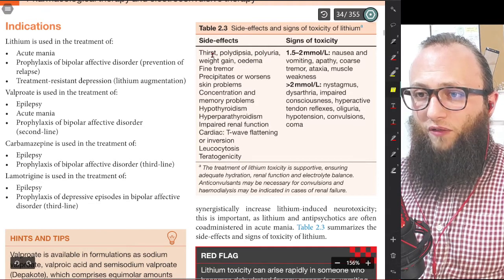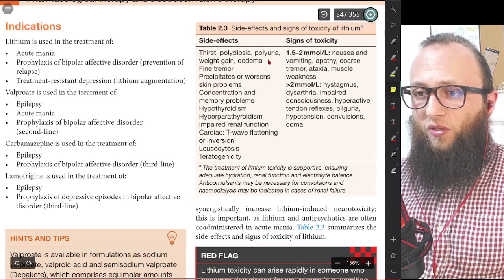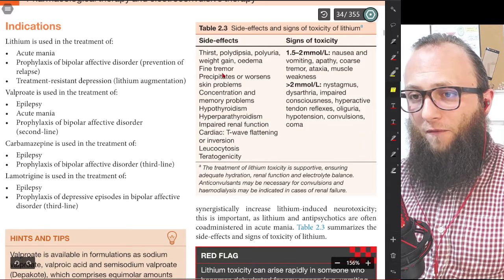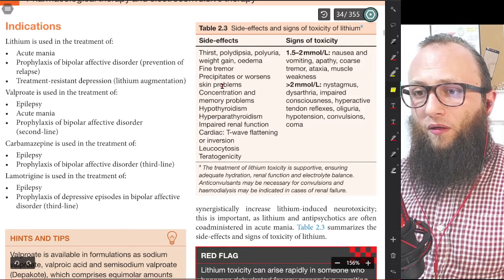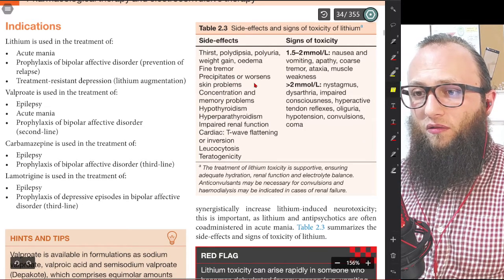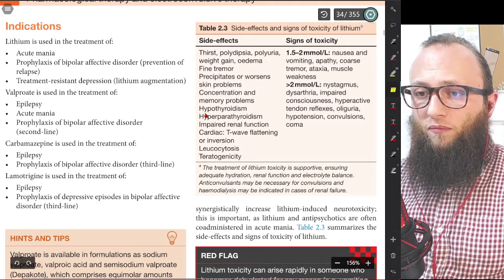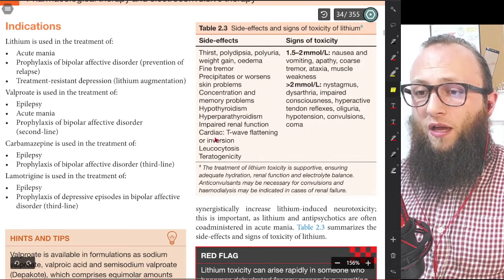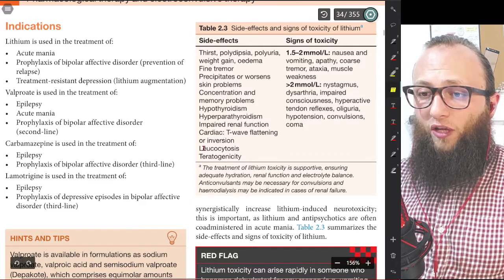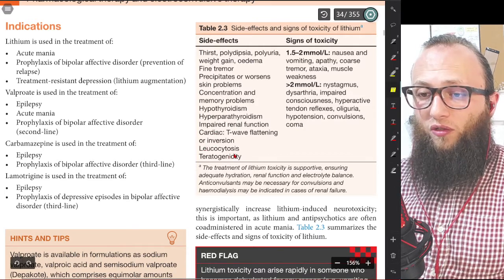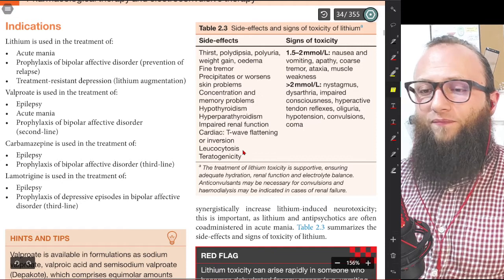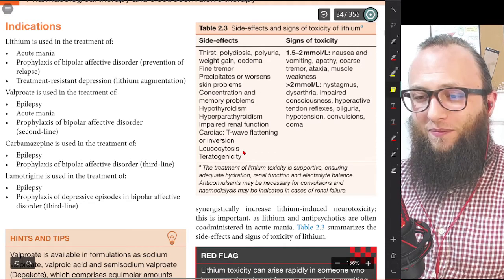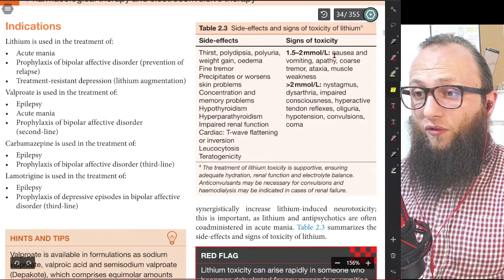We have side effects like thirst, polydipsia, polyuria, weight gain, edema, fine tremor, precipitates or worsens skin problems, concentration and memory problems, hypothyroidism, hyperparathyroidism, impaired renal function, cardiac T-wave flattening or inversion, leukocytosis, teratogenicity. What about signs of toxicity?